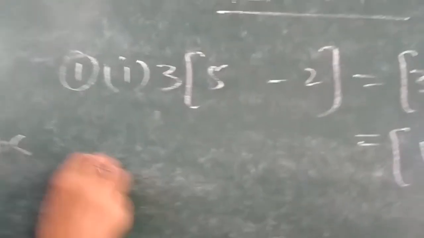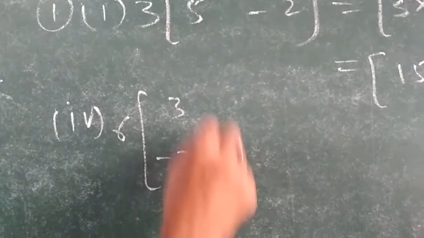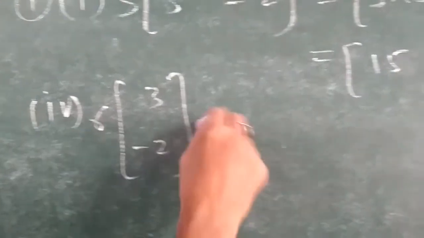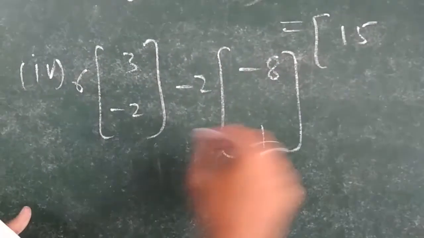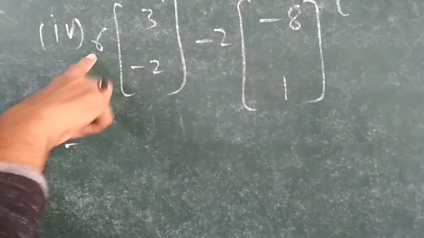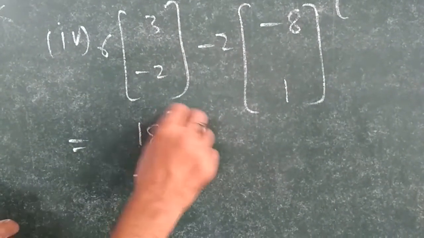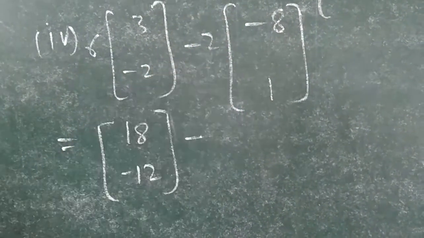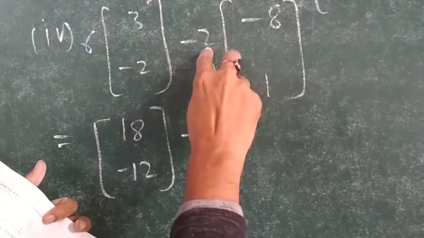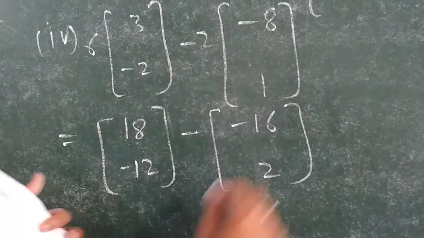And the last part also: 6 times the matrix [3, -2] minus 2 times the matrix [-8, 1]. So we have to solve it. How can we solve? First you have to multiply 6 to both the elements. 6 times 3 is 18 and 6 times -2 is -12. Minus. Now you have to multiply this 2 inside: 2 into -8 is -16, 2 into 1 is 2, like this.